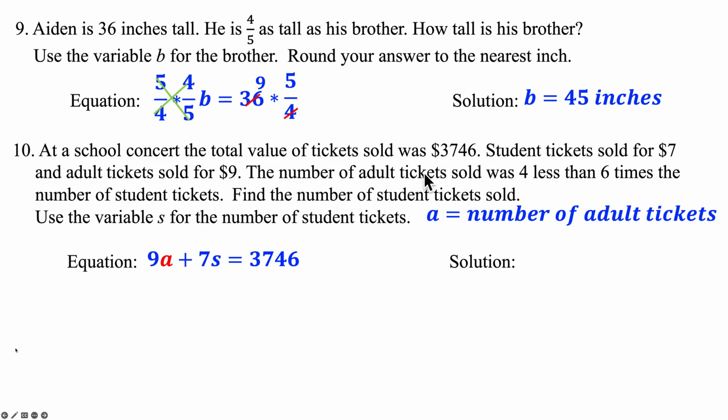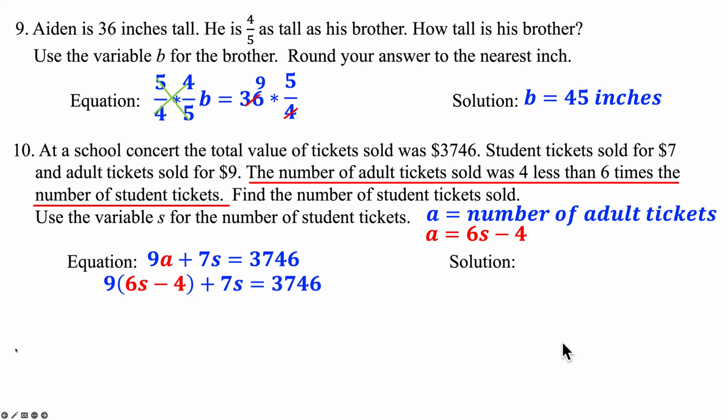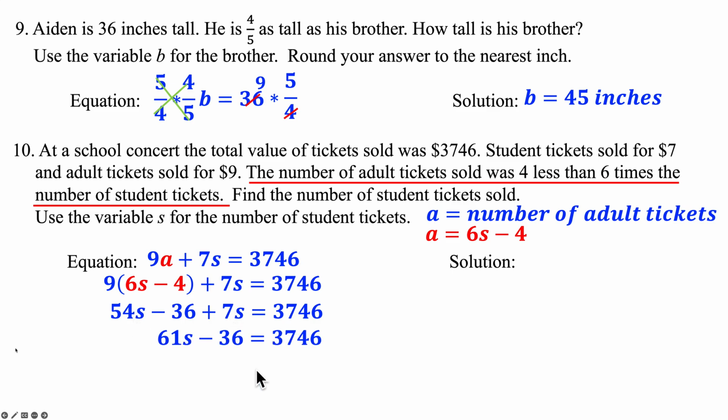The number of adult tickets, so A is equal to 4 less than 6 times the students. So 6 times S minus the 4, that's what A is equal to. We're going to substitute this with parentheses around your A right there. Here we have to distribute the 9 because of the plus 7S, so that gives me 54S. 9 times minus 4 is minus 36. Combine our S terms, gives me 61S minus 36.